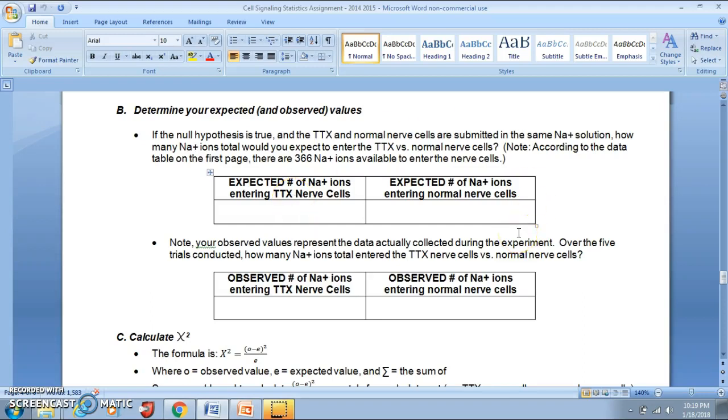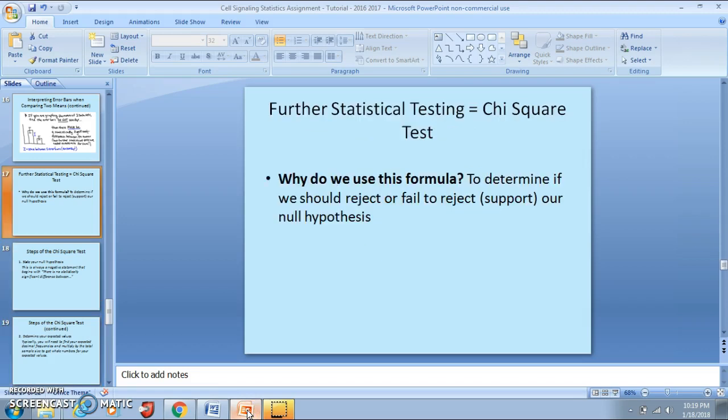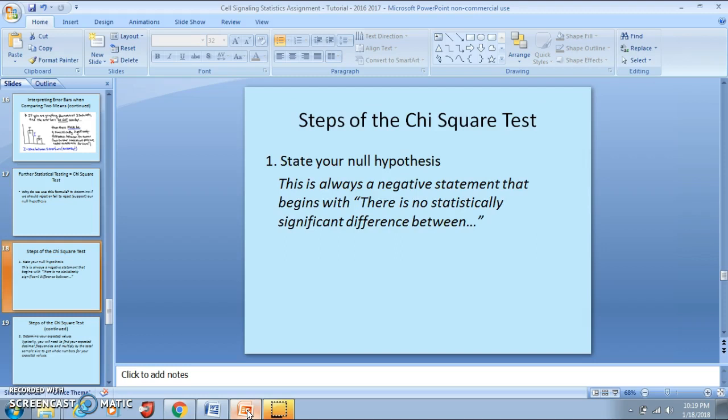Hey guys, it's Mrs. Kraus, and we left off our last video by talking about the steps of the chi-square test. So our chi-square test, again, is used to determine whether we should reject or fail to reject, which means support, our null hypothesis. Our first step is to define our null hypothesis, and ours was that there's no statistically significant difference between the number of sodium ions entering the TTX nerve cells versus the normal nerve cells.